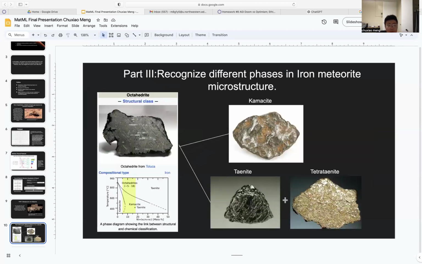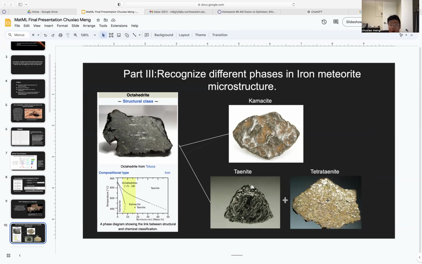One of the most common things in iron meteorites is octahedrite, which is composed of kamacite and taenite. The kamacite usually has a very low nickel concentration, ranging from 0 to 5, or maybe 0 to 7%. And taenite usually has a high nickel concentration, usually from 20% to 50%. When the nickel concentration is about 50%, there will be a new form called tetrataenite. So in this project, we put the taenite and tetrataenite together because they have relatively similar compositions and mechanical properties.